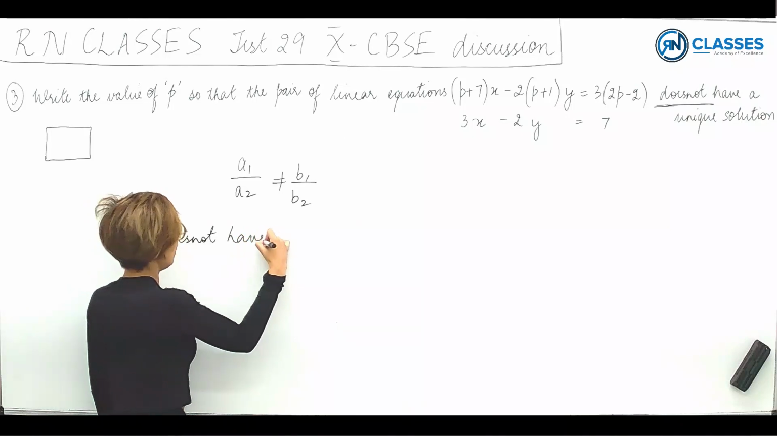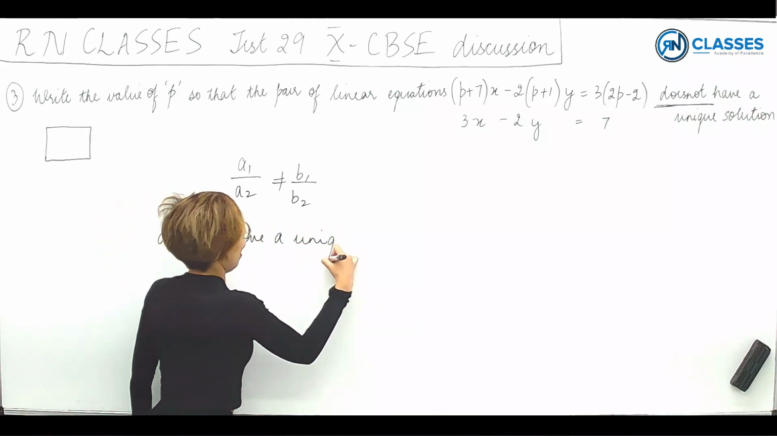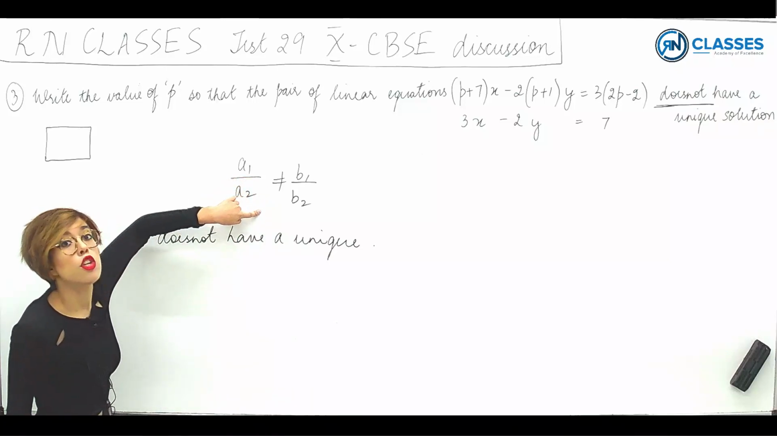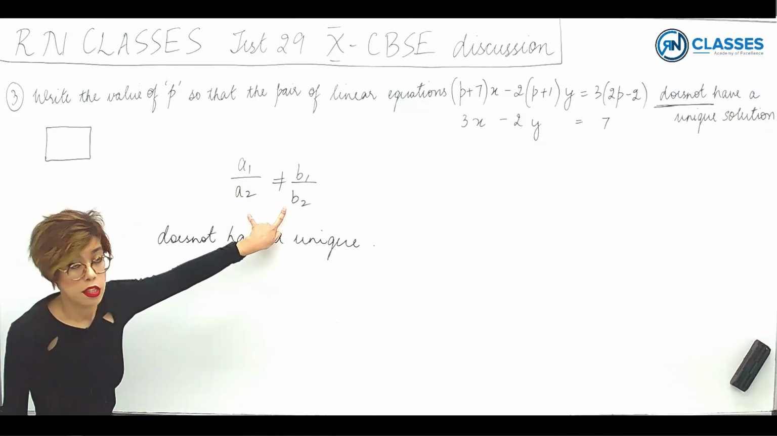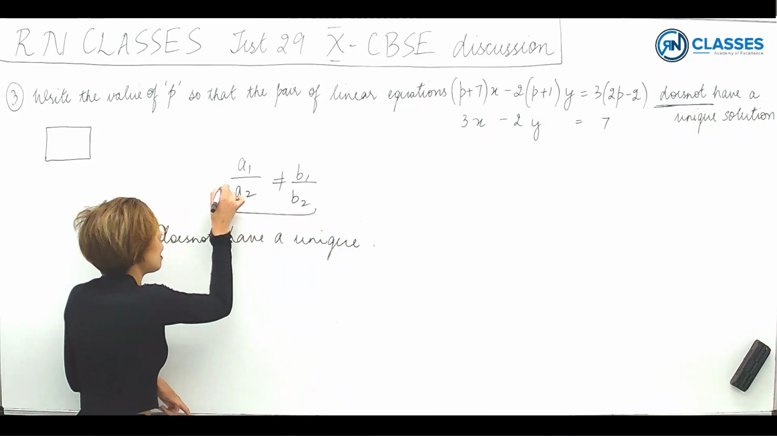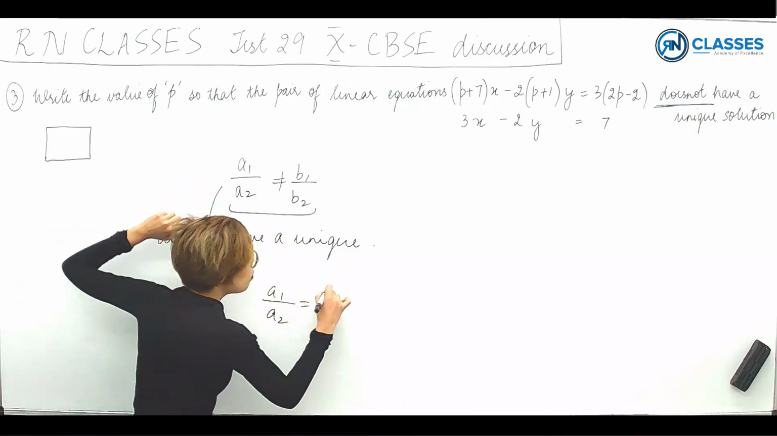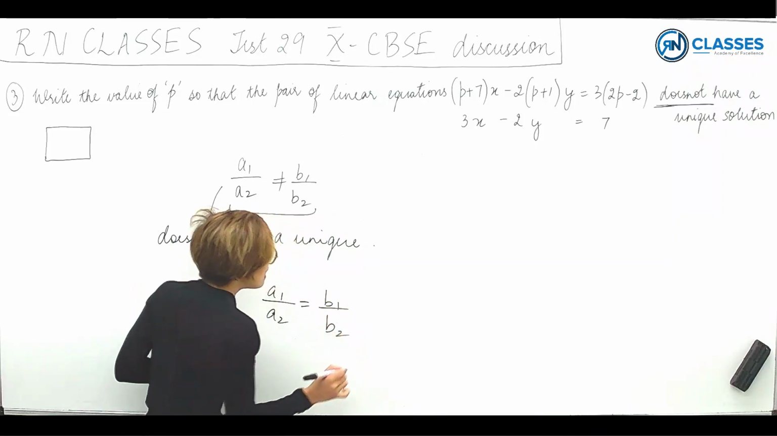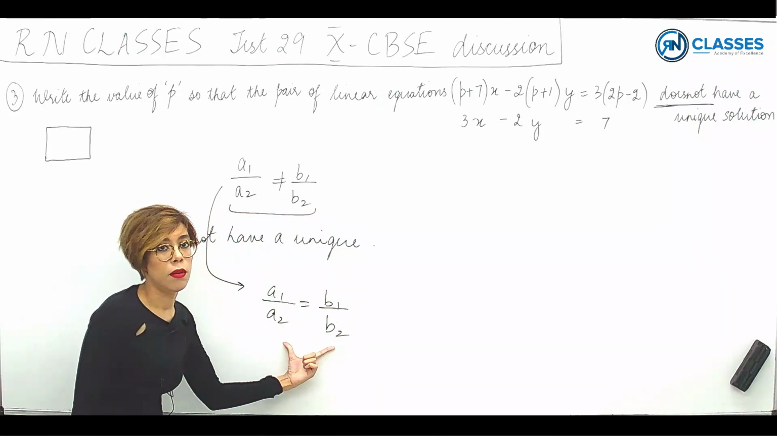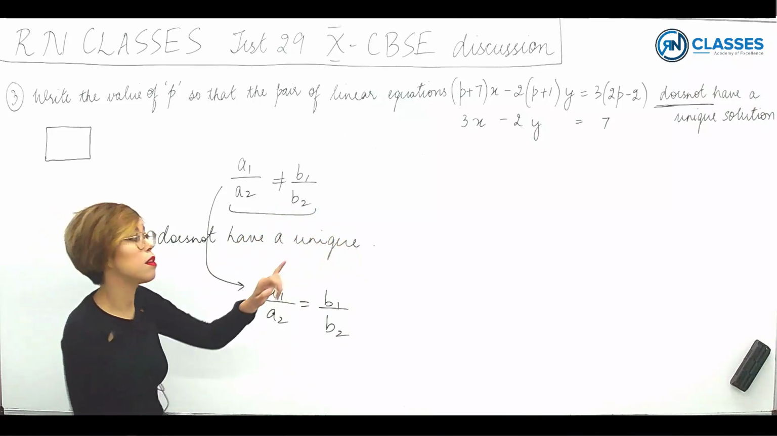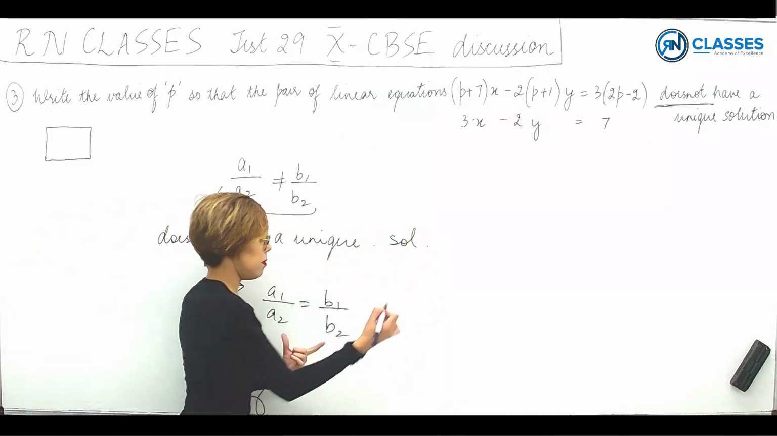So what will that imply? I don't want the unique solution. That means this condition should be false. If this should be false, that means I am looking for A1 by A2 equal to B1 by B2. This is the condition that I am looking for, because this will make sure that the pair does not have a unique solution. So let's apply this condition.